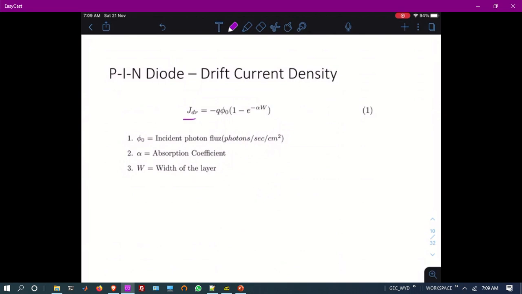So drift current depends on the charge. There is a term called phi zero, which is the incident photon flux, in photons per second per centimeter square, into 1 minus e raised to minus alpha w, where alpha is the absorption coefficient multiplied by the width of the layer. So this will constitute a drift current. Depending on the number of photons incident per second per unit area, and how much of the photon is absorbed, which is given by the absorption coefficient, and depending on the transit time's dependence on the width, you will have the drift current.